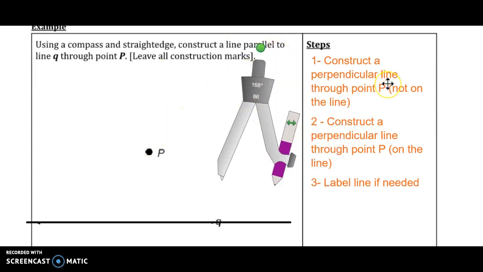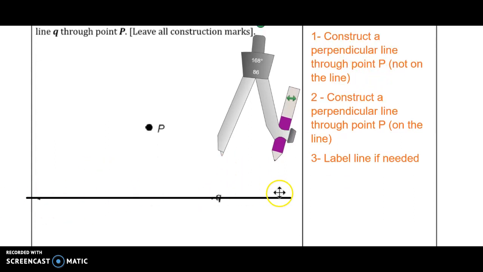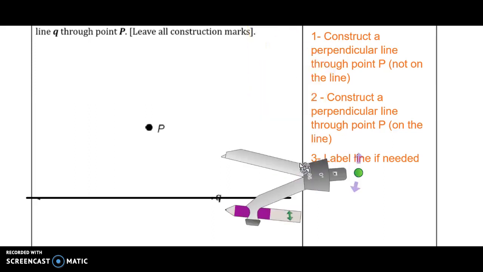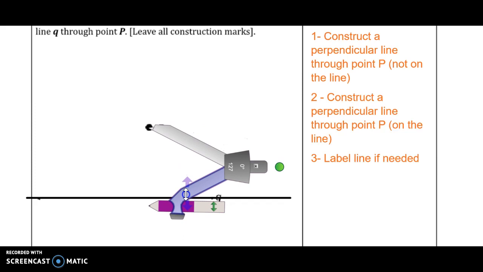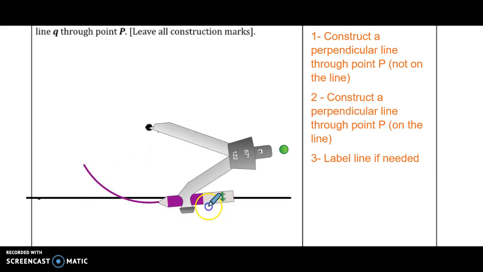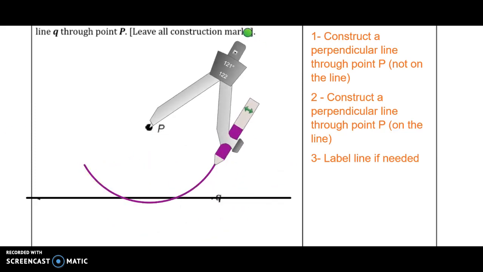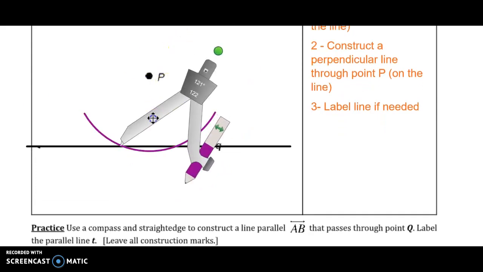So our first step is to construct a perpendicular line through point P. Notice that point P is not on the line. So I've extended line Q, and now I'm going to do the construction for a perpendicular line for a point not on the line. I open my compass past line Q so that it intersects it at 2 points.